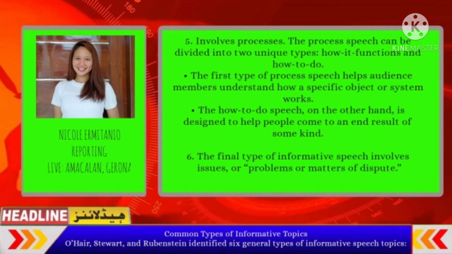The fifth type of informative speech involves processes. The process speech can be divided into two unique types: how it functions and how to do. The first type of process speech helps audience members understand how a specific object or system works. For example, you can explain how a bill becomes a law in the United States. There is a very specific set of steps that a bill must go through before it becomes a law. So there is a very clear process that could be explained to an audience.